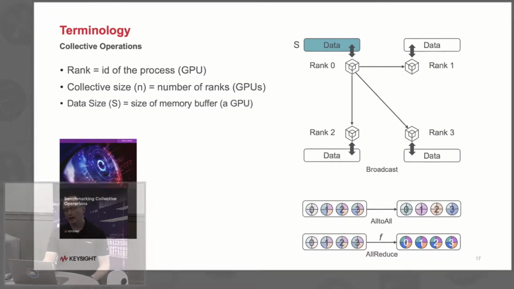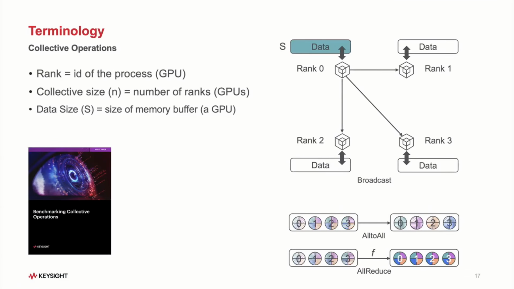A unique ID. Then the collective size will tell you how many ranks you have in total. You may have 16, 32, 64, and so forth. That's the collective size. In this picture, the size is 4. As you can see, there are 4 GPUs there. And then the data size: it's the amount of data in memory that a single GPU has that it needs to move using that collective operation.